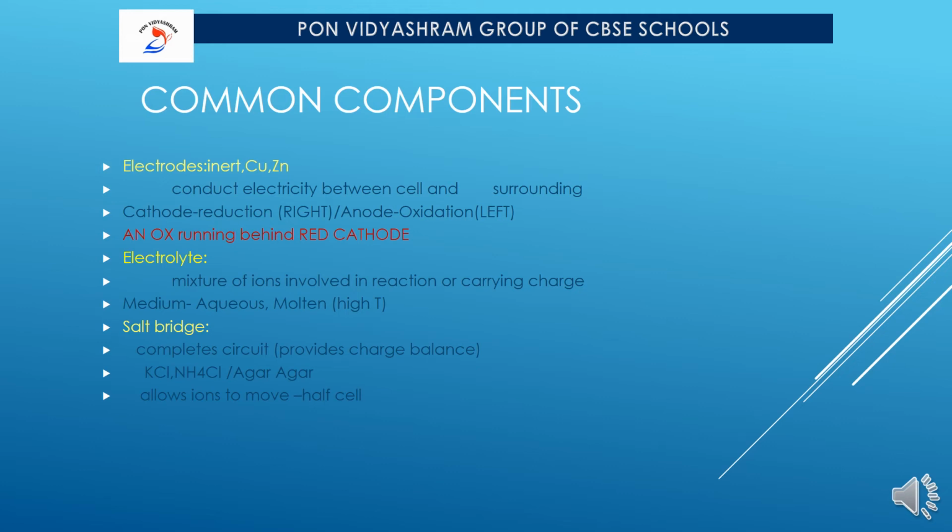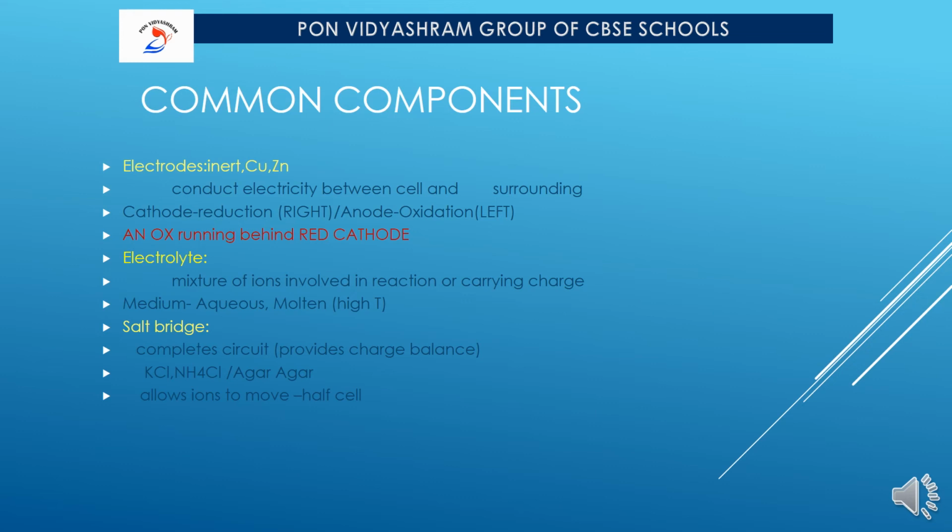To talk about this, we have to understand a few factors. The first one is the electrode. Electrodes are what conduct electricity between the cell and surroundings. Two electrodes. What are they? Cathode and anode. Simple point. At the cathode a reduction reaction occurs, at the anode an oxidation reaction occurs.